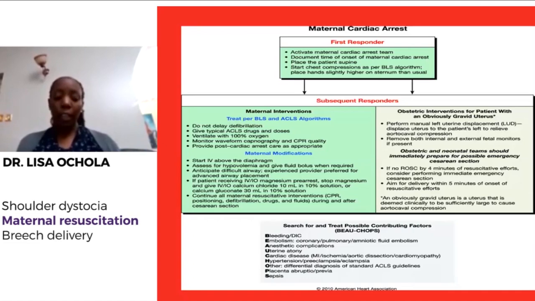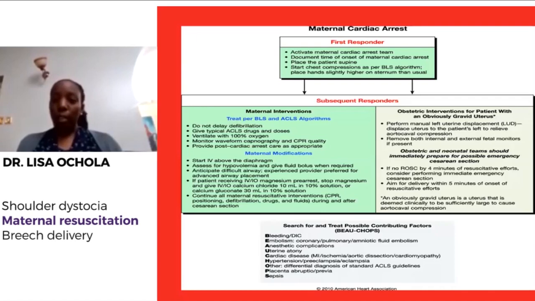The other important thing, when you are calling for help and the maternal cardiac arrest team has arrived, is to have either an obstetrician-gynecologist available or someone who is able to do a hysterotomy. If there's no return of circulation after 4 minutes of these resuscitative methods, you must consider performing an immediate emergency cesarean section. Delivery is to happen within 5 minutes of onset of resuscitative efforts, and it's very, very important that you do it then. There's no need to think about anesthesia and so on. This is both for the life of the baby and for the benefit of the mother.